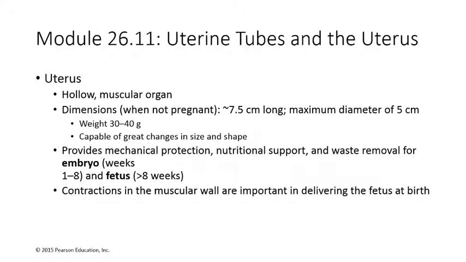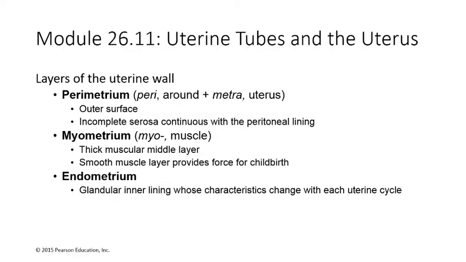Now, the uterus is a hollow muscular organ. It is relatively small and relatively thin when it's not carrying, but during pregnancy it does get much thicker, much more muscular. It's going to provide mechanical protection, nutritional support, and waste removal for an embryo. And remember that embryo is the first couple of months, the first 8 weeks or so. After that, we refer to the embryo as a fetus.